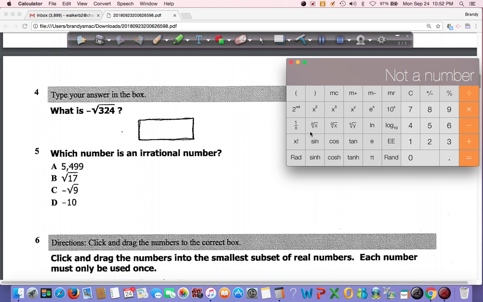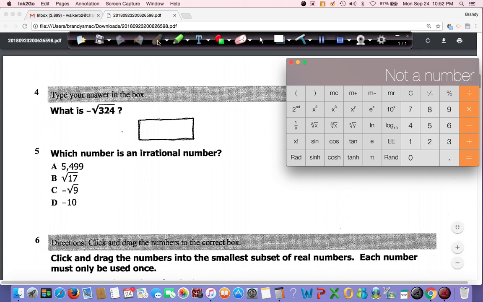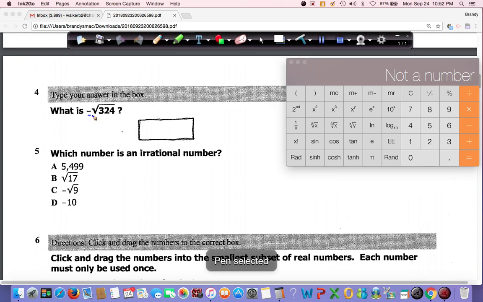On your calculator, it will say error. So it's like, wait, what did I do wrong? Where is my negative sign right here, guys? Where is it? It's on the outside. So it's not the square root of negative 324. It's the negative square root of 324.